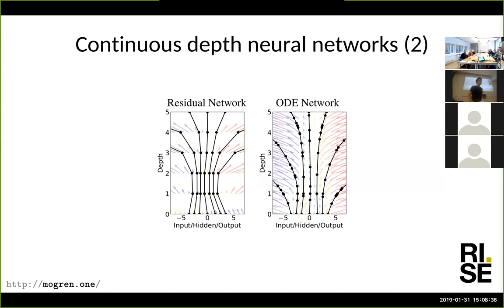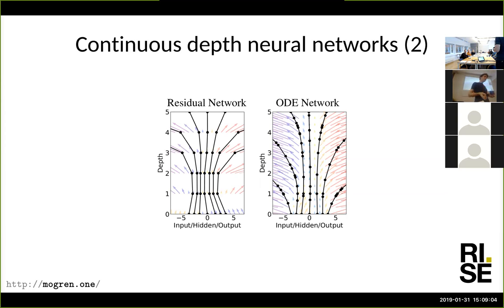Right. And this, of course, defines this nice vector field. On the left-hand side, we have the corresponding view of the residual network, where we have discrete layers. So here, in this case, we have 5 layers. We do some transformation at each layer, we end up in a new point, we get to the next layer, we end up in a new point, and so on.